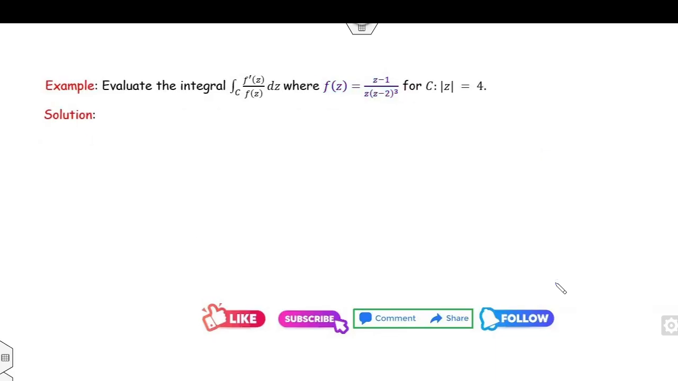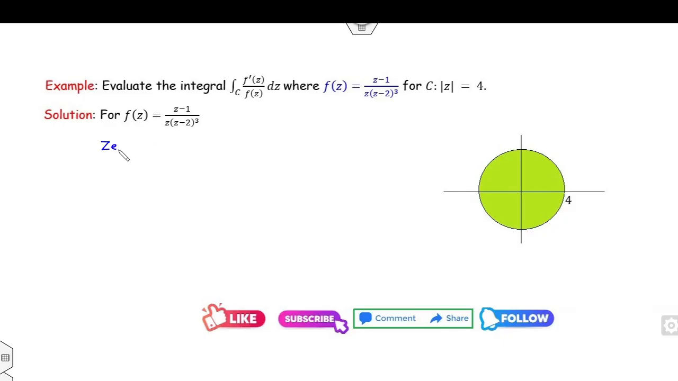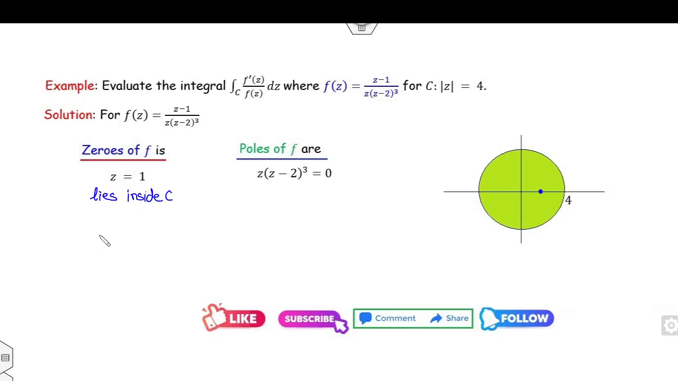Look at the third question. Again, you can draw the circle. Circle of radius 4. Can you find the zeros? And you can find the poles. Because it's f dash over f, you can apply the argument principle. So clearly the zero is z minus 1 equal to 0. That implies z is equal to 1, and 1 lies inside the circle. The multiplicity is 1. Therefore, N is 1.